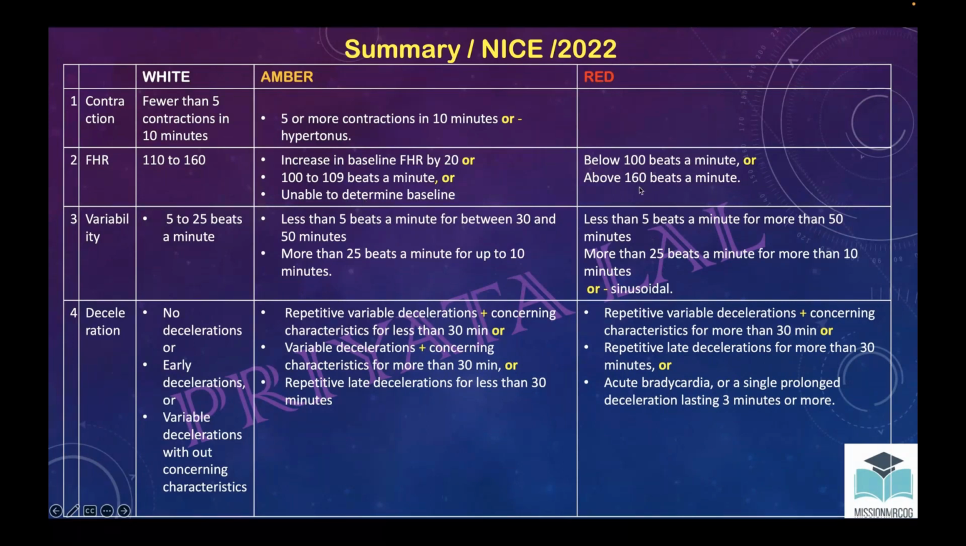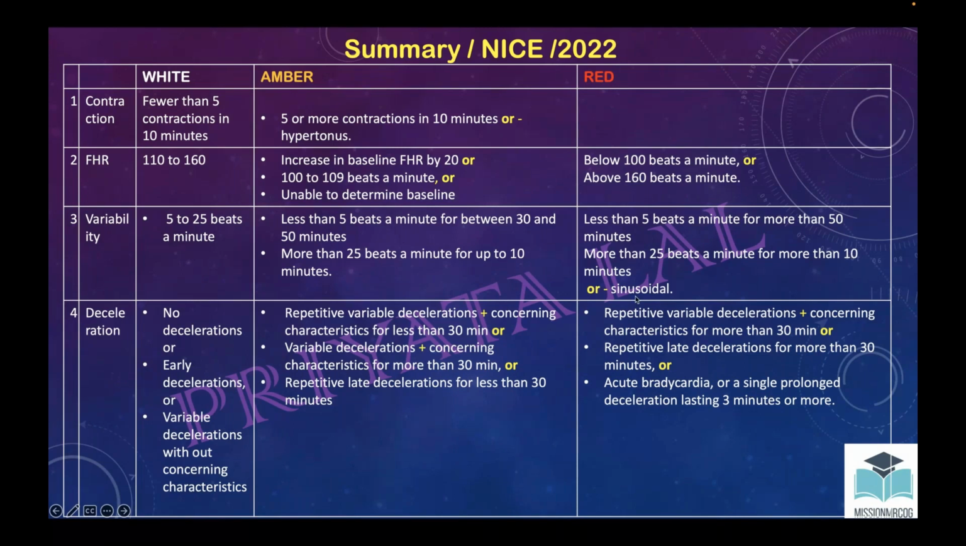What about variability? 5 to 25, we are happy. If less than 5 for between half an hour and 50 minutes, or more than 25 for 10 minutes, then it is amber. If it is less than 5 for more than 50 minutes, or more than 25 for more than 10 minutes, it is red. So it is easy to remember. Or sinusoidal: these are the red features.